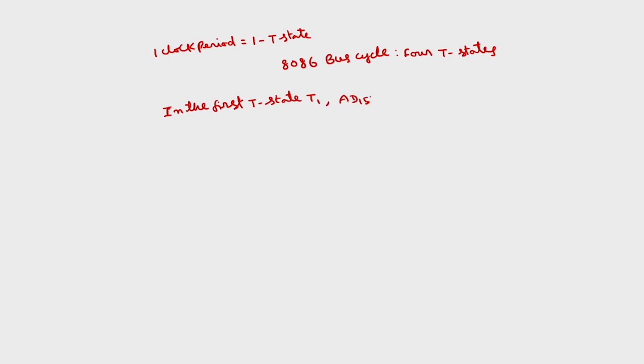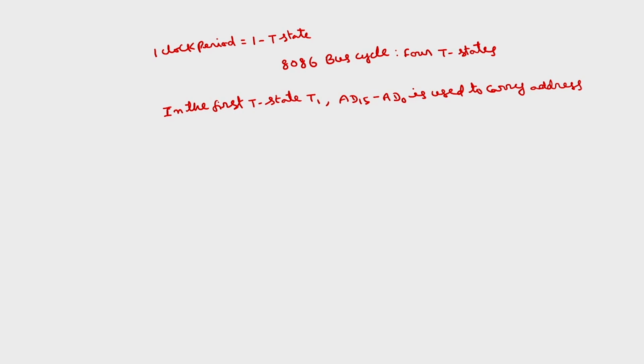AD15 to AD0 is used to carry address information, because the first step in any microprocessor initiated operation, whether memory read, memory write, IO read, or IO write, is to identify the device with its address. So we need the address bus. In the first T state, this will be used to carry the address.